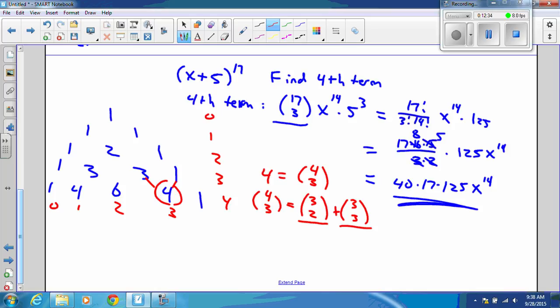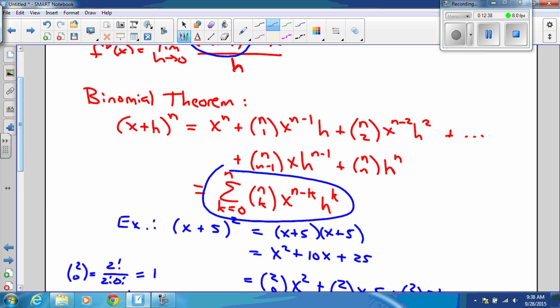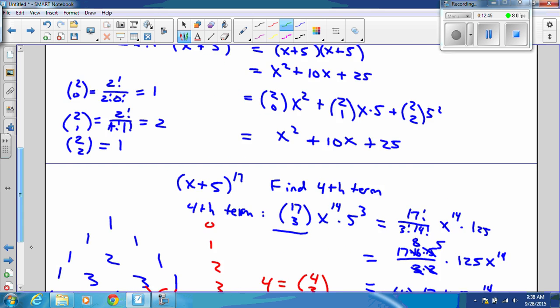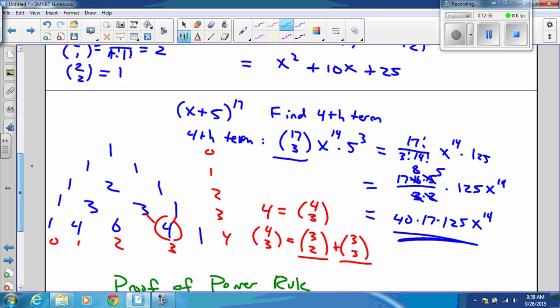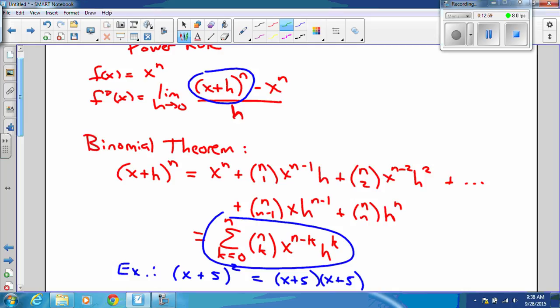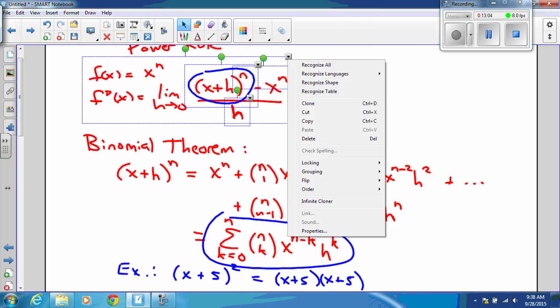Okay. So, coming back to this binomial theorem, we now have an expression for this, and because we have an expression, what we can do is write our difficult (x plus h) to the n in terms of the binomial theorem. Let me copy it down.